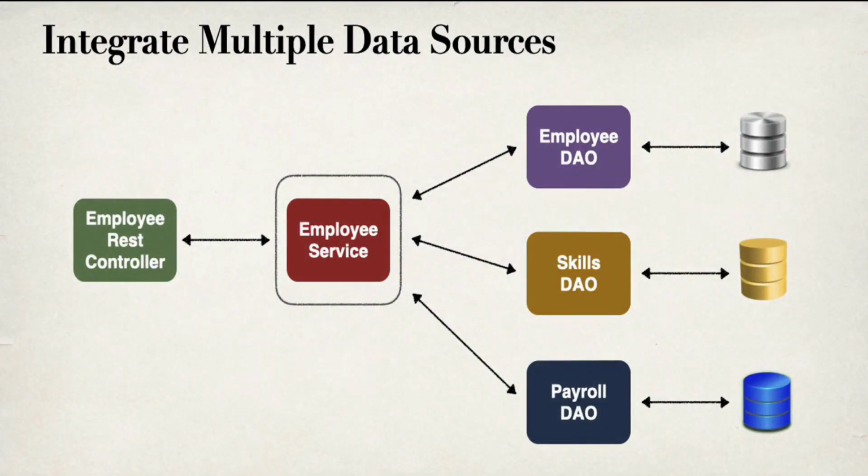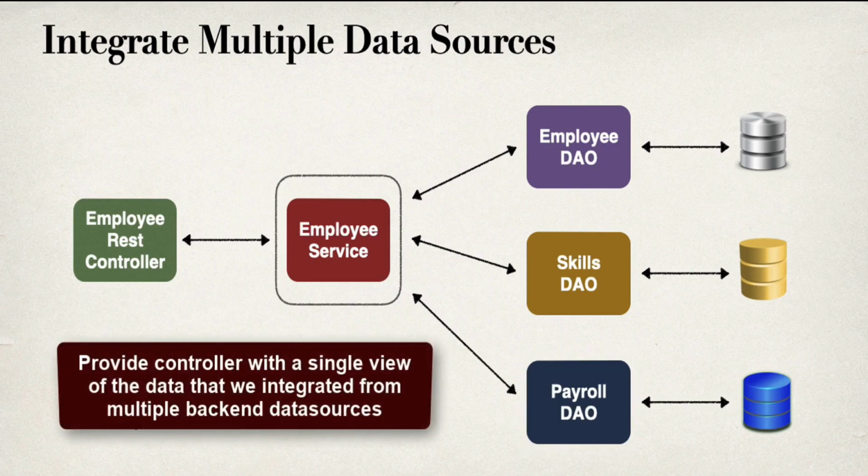Now, here's an example of integrating data from multiple sources. Say, for example, we have our employee service, and we need to pull in data about an employee from different types of data sources. Up top, we'll make use of the employee DAO, which gives us the basic information like the first name, last name, email address, and so on. We also may need to get a list of skills for an employee. We can make use of the skills DAO. And then finally, at the bottom, we need to make use of the payroll DAO to retrieve salary information for an employee. And then we'll integrate all of this together so that we can give the controller a single view of all the data that we've integrated and pulled together.